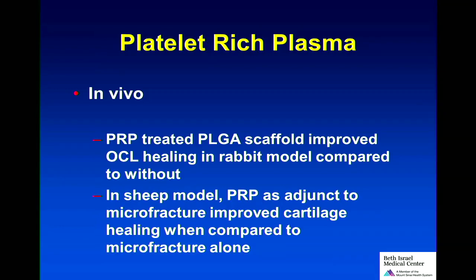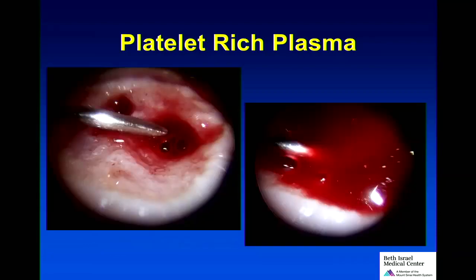In vivo, there are some studies that have shown improved cartilage outcome in animal models using PRP compared to just microfracture alone. So a technique for this is, under a dry scope, just to implant or inject the PRP into the defect after microfracture.